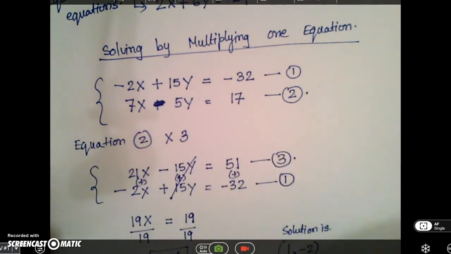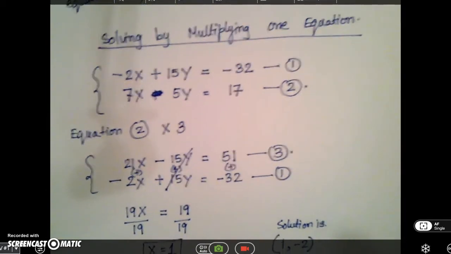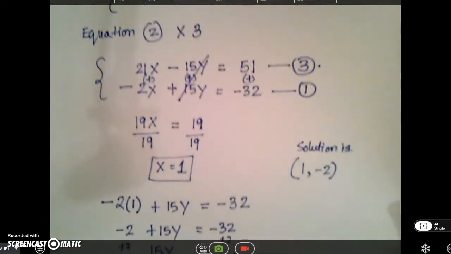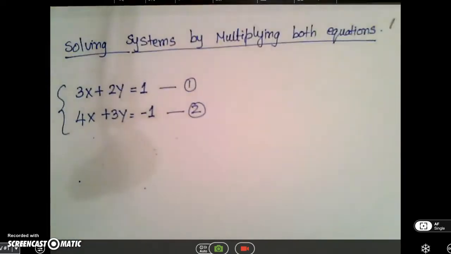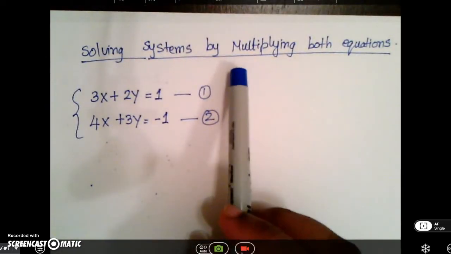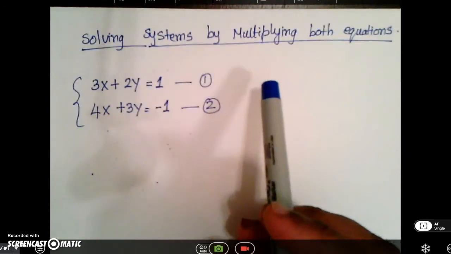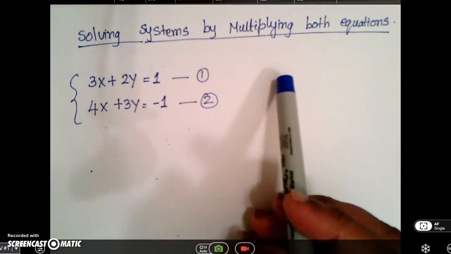So I went ahead and did that, and it was easy for me to eliminate the y and then figure out what x is. Once I figured out what x is, I went and figured out what y is. So that was elimination by multiplying one equation. So part 2 is about elimination by multiplying both equations. Why do I have to multiply both equations now?